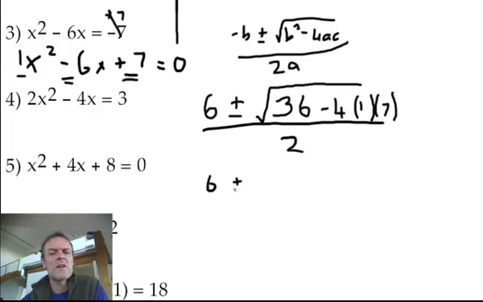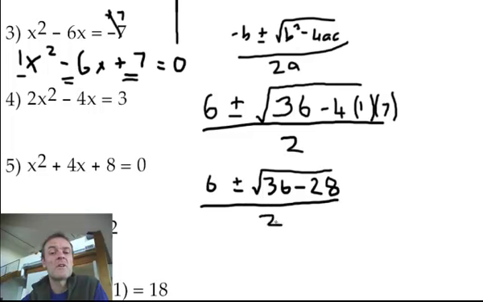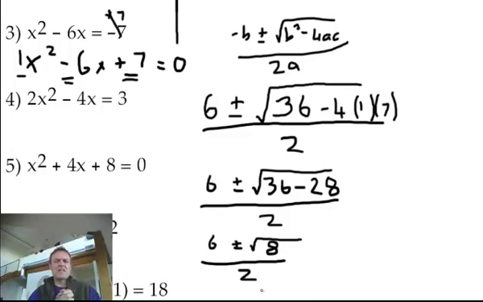6 plus or minus the square root of 36 minus 28, 4 times 7, all over 2. Let's keep on going. 6 plus or minus the square root of 8, isn't it? That's 8, all over 2. So I've got down to that. It's 6 plus or minus the square root of 8 over 2. Here's where some students just forget how to finish it off.